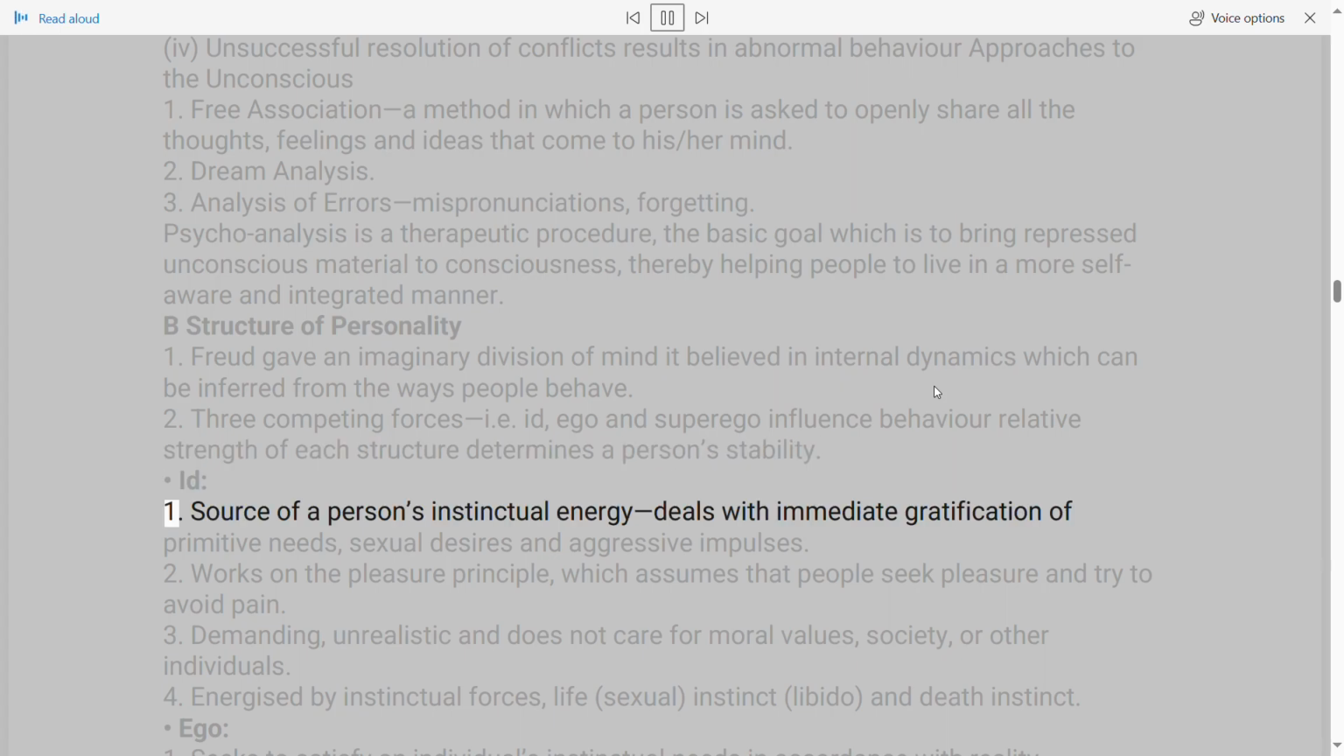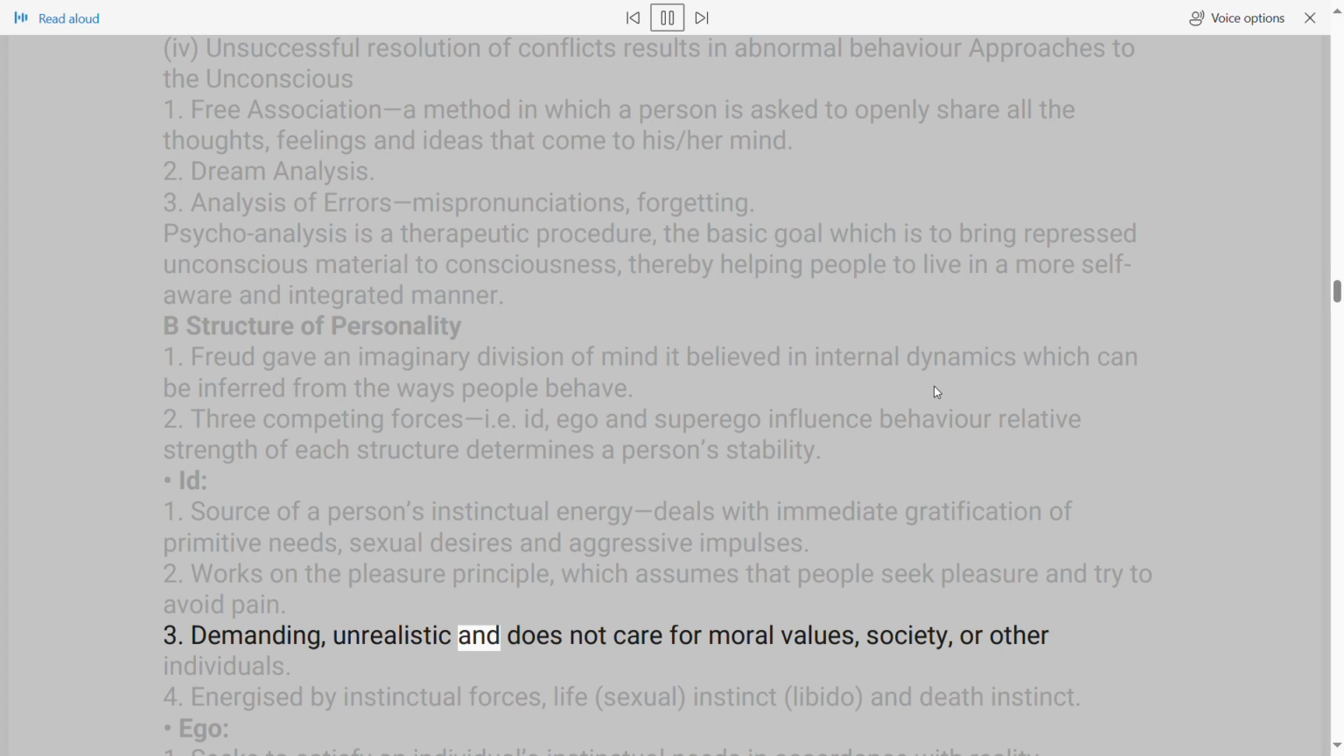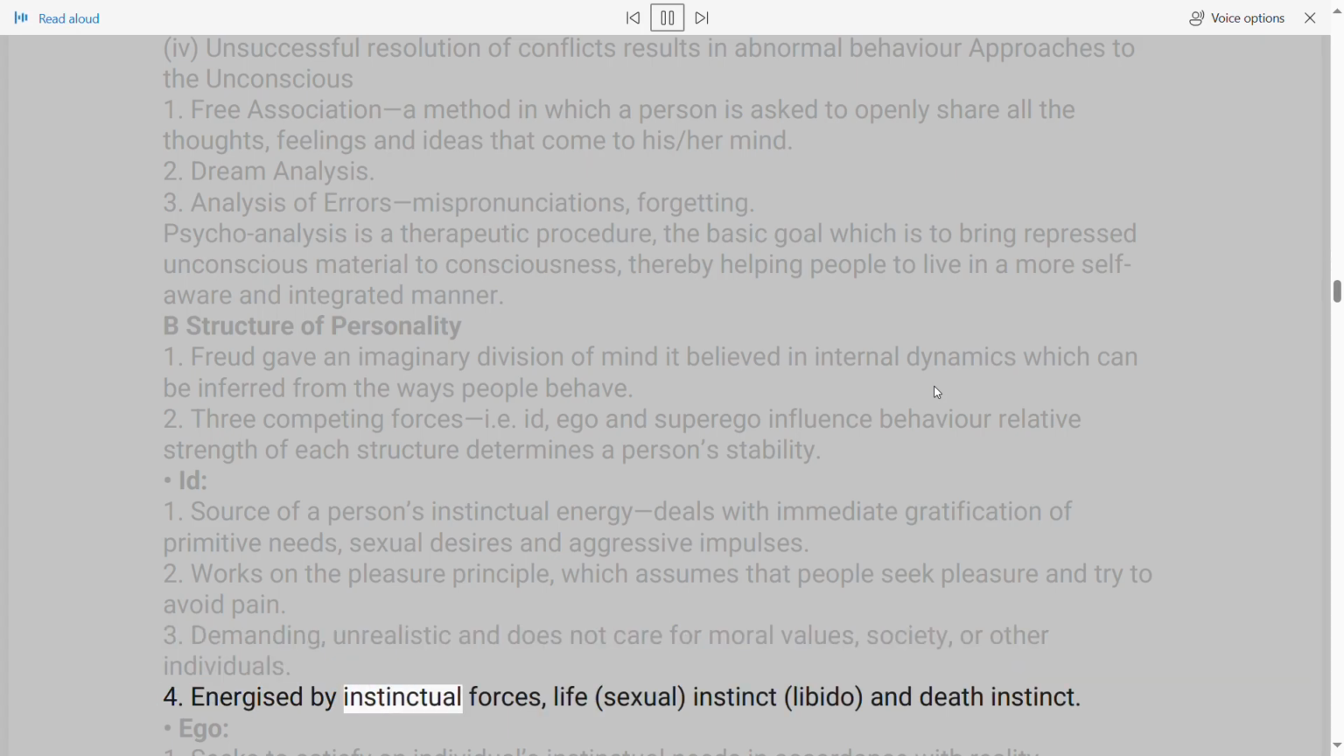Id: 1. Source of a person's instinctual energy, it deals with immediate gratification of primitive needs, sexual desires and aggressive impulses. 2. Works on the pleasure principle, which assumes that people seek pleasure and try to avoid pain. 3. Demanding, unrealistic, and does not care for moral values, society, or other individuals. 4. Energized by instinctual forces: life, sexual instinct, libido, and death instinct.